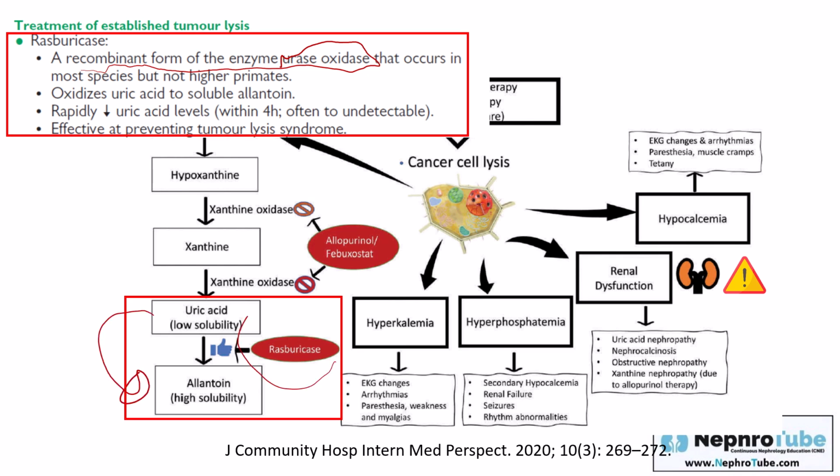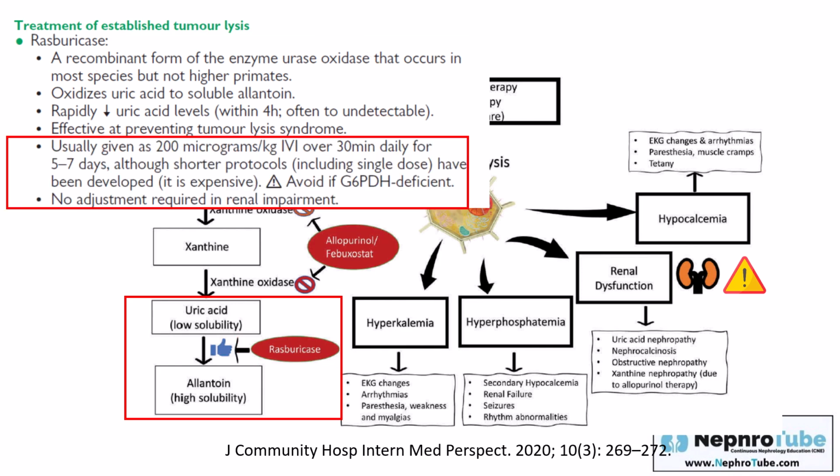Rasburicase rapidly decreases the uric acid level, even within 4 hours, to undetectable. It is very effective and very powerful. We said that we can use it in the treatment of tumor lysis, and that it can be used in prevention of tumor lysis syndrome, especially in high-risk patients.